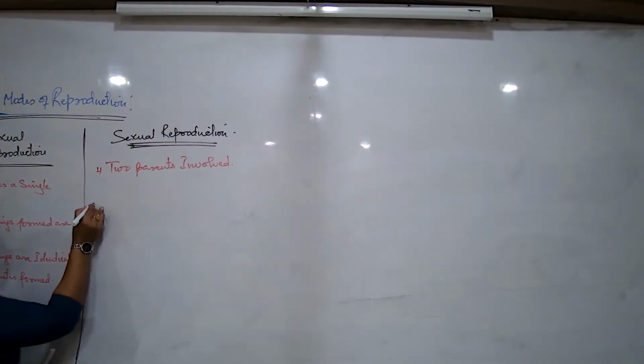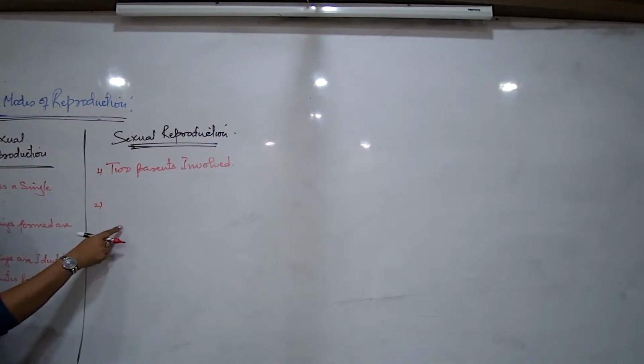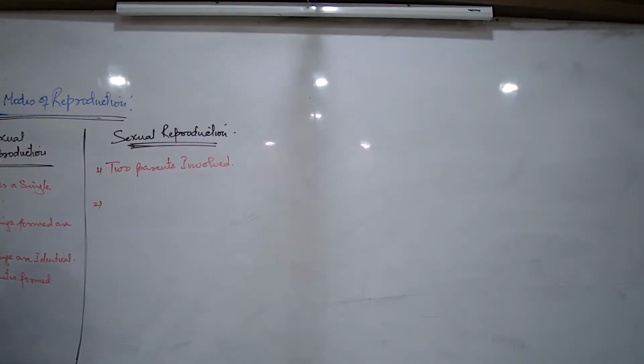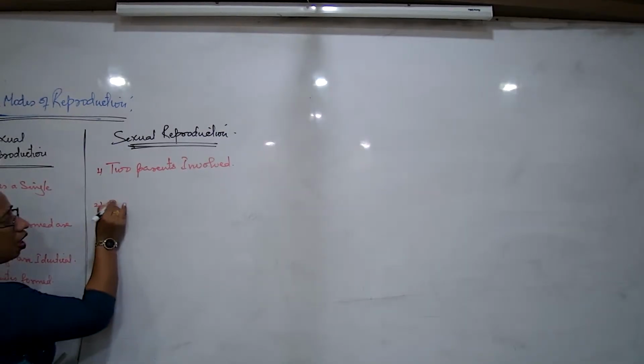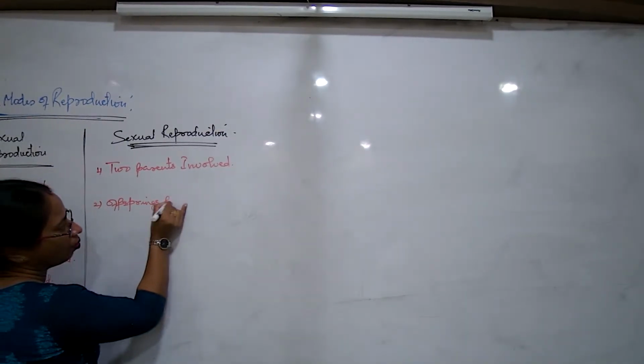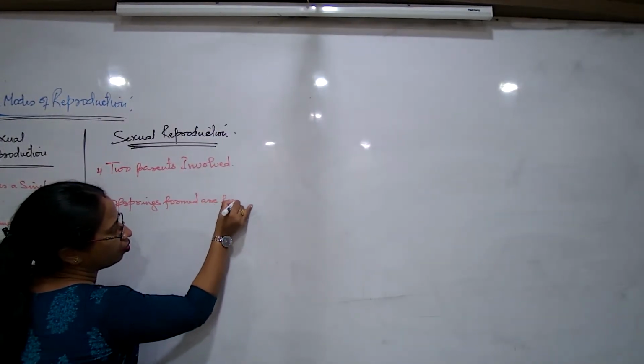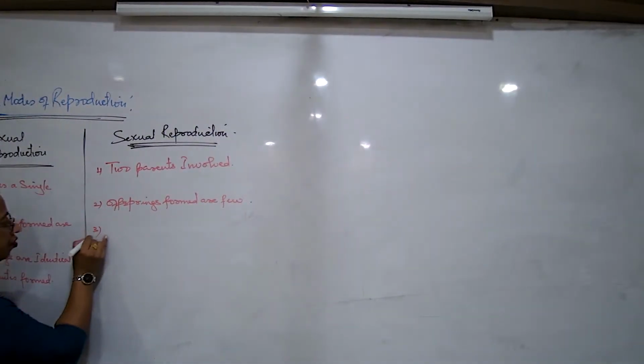Second, are offsprings many? No, it is a complex process. Sexual reproduction is a complex process, so offsprings formed will be few. Few offsprings are formed.